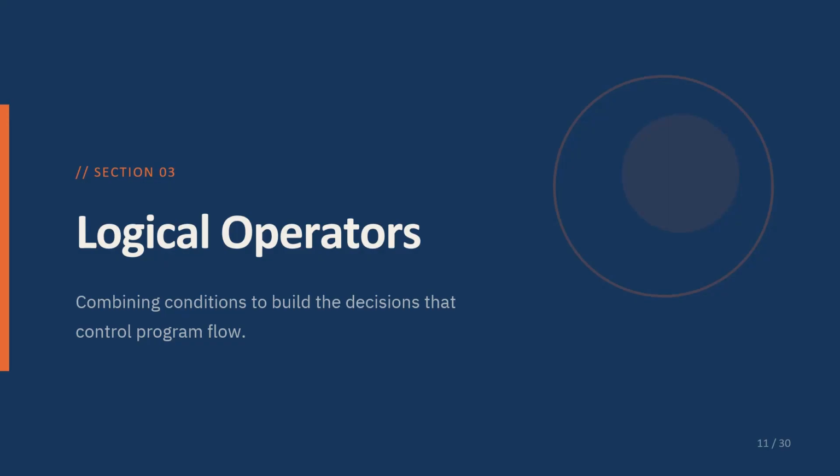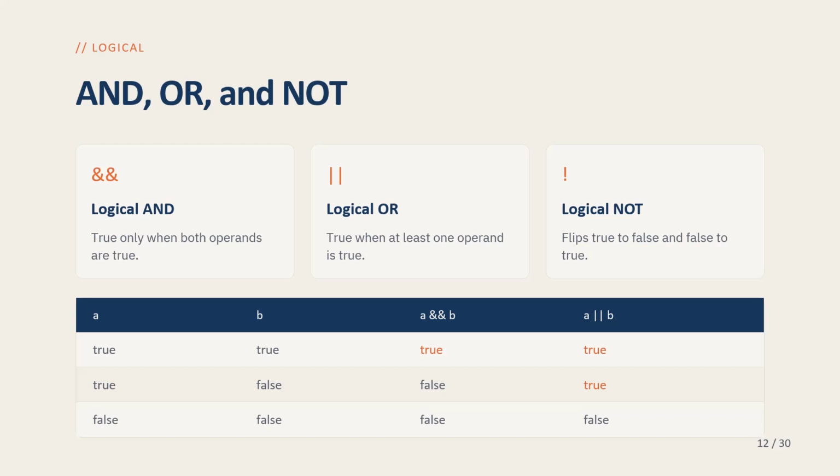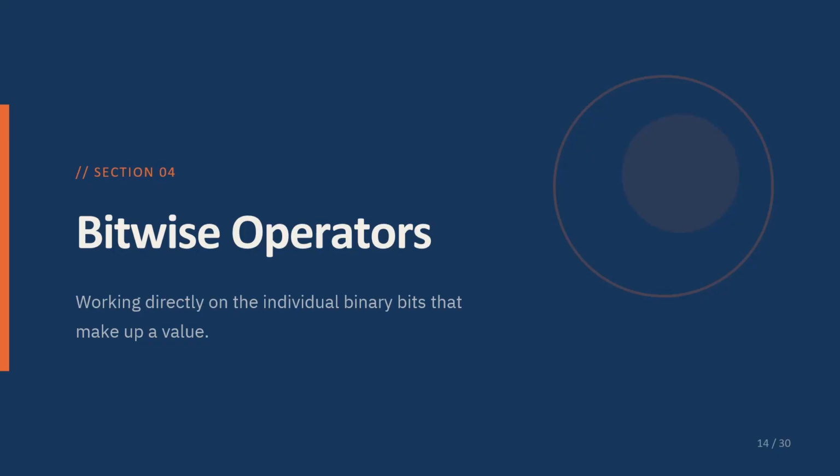Next comes the logical operators. Here it combines multiple conditions. There are three logical operators: AND, OR, and NOT. And here is the truth table for AND, OR, and NOT, and examples.